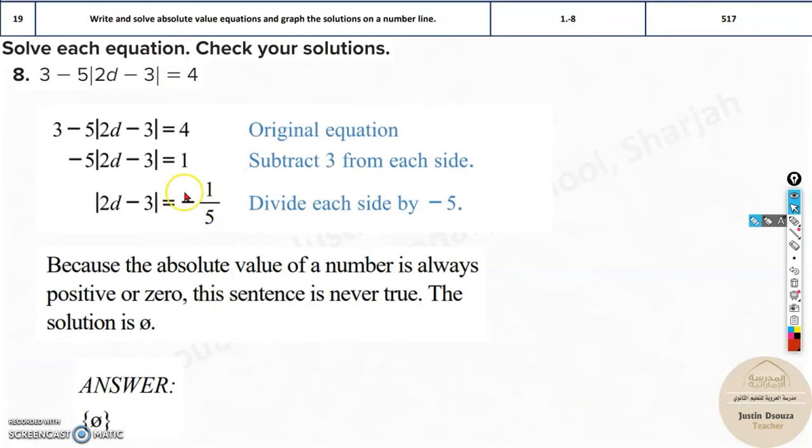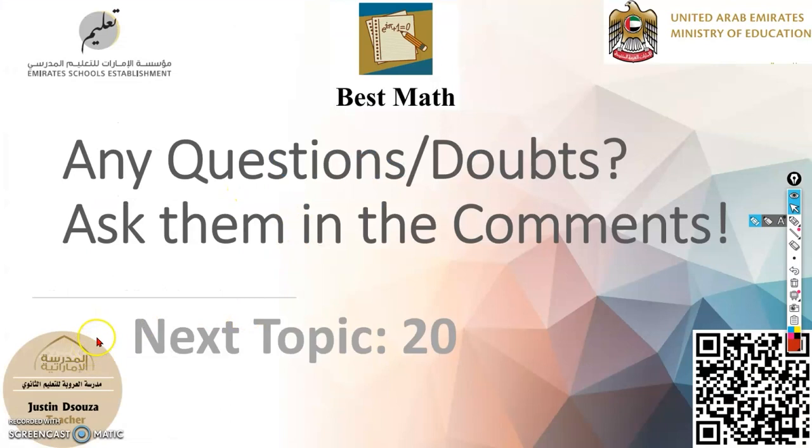Now over here again you got, see, 2d minus 3 is equal to -1 by 5, which is an error. Why? Because you cannot have a negative equal to, because over here doesn't matter what the final answer will be, it is positive only. So this is the thing. So that's the end of the topic 19.